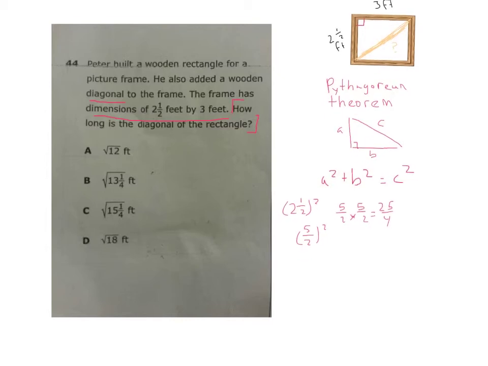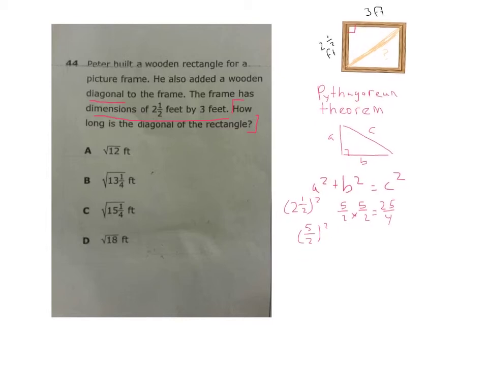Let's clear out a little space for ourselves here. So the other side we know is 3 feet, and that's a little bit easier. 3 squared is just 9. So remember, A squared plus B squared equals C squared, or 2.5 feet squared plus 3 feet squared is going to give us this third side squared. Let's go ahead and add those.